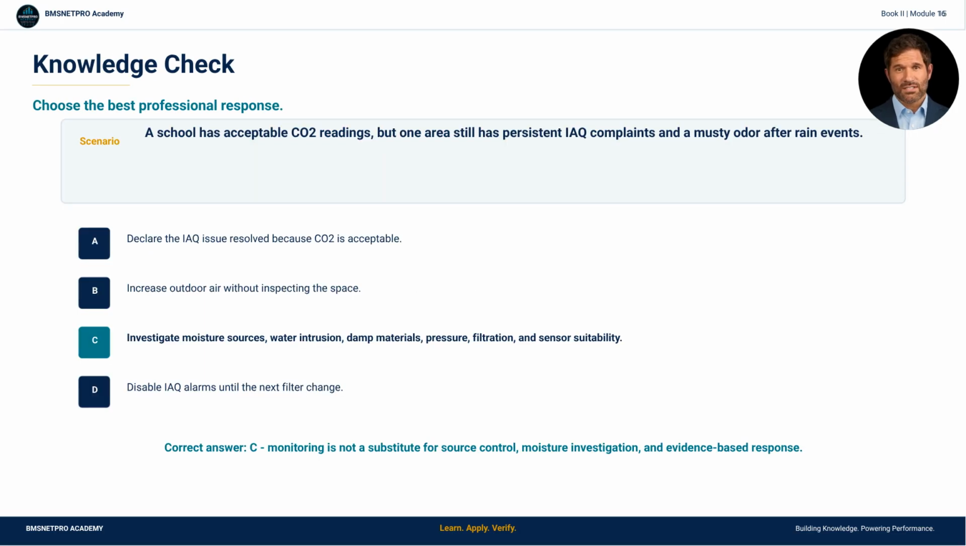The correct answer is C. Acceptable CO2 does not prove that all indoor air quality concerns are resolved. CO2 mainly supports occupancy-related ventilation assessment. A musty odor after rain suggests a possible moisture source, damp material, or building envelope pathway. The professional response is to investigate moisture, pressure, filtration, source control, and whether the monitoring strategy is appropriate for the actual complaint.